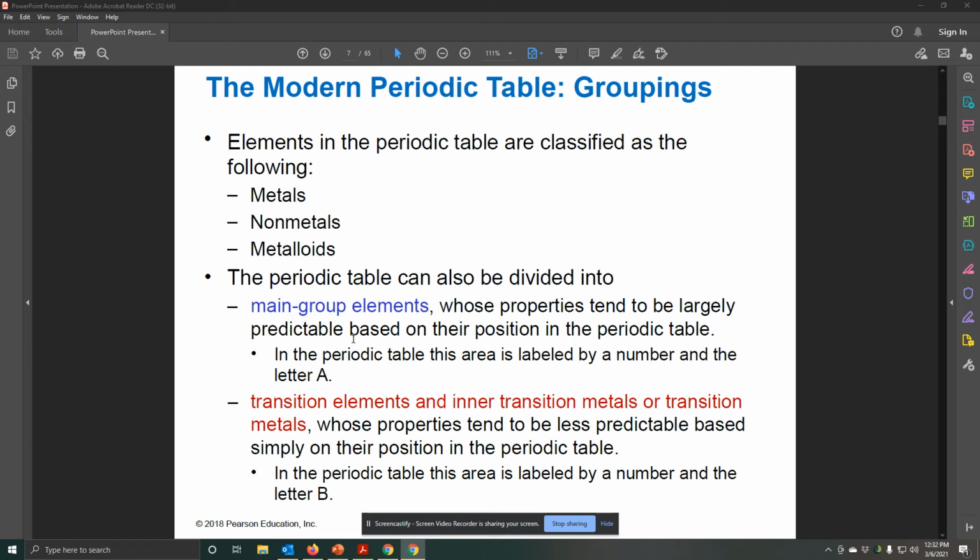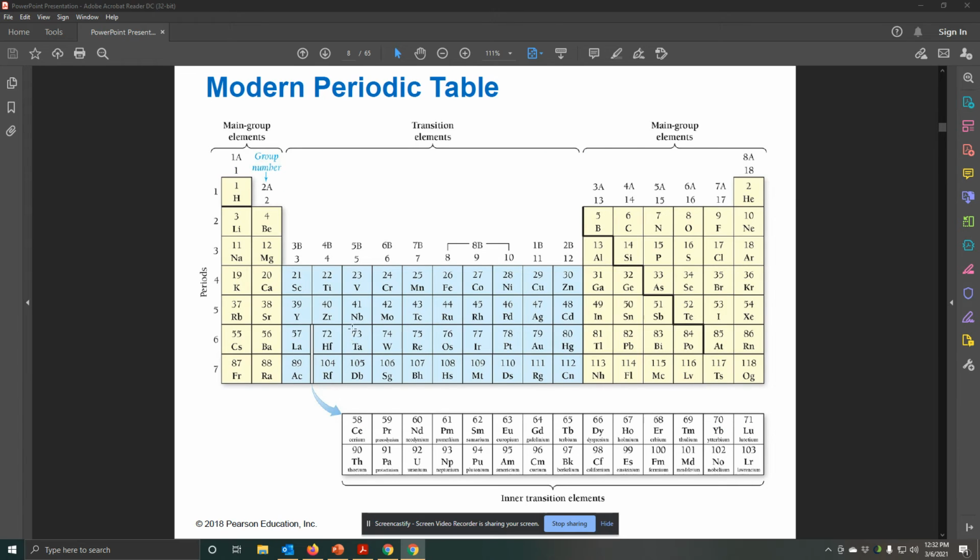Now let's talk about what kind of groups we have. We have what we call our main group elements and then our transition metals. I'm going to flip over here real quick to the periodic table. Here in my big blue block, these are our transition metals. They are all metals.